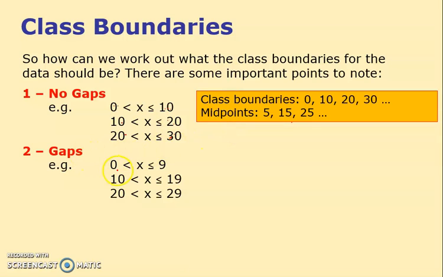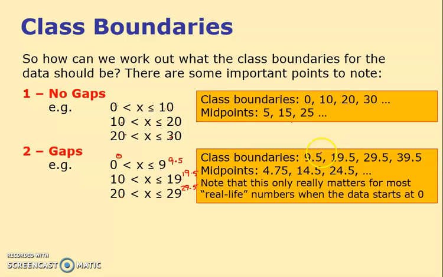Gaps. This is what we were looking at just now. This was where you look at it and you go 0 to 9. Hang on a bit. The next one starts at 10. 10 to 19. Hang on a bit. The next one starts at 20. So there's a gap between the 9 and the 10. So we have to be careful with class boundaries. 0 is still okay. That 0 doesn't go down. But this goes to 9.5 because there's a gap. You've got to basically fill the gap. 19, 20. We better call that 19.5. We better call this 29.5. And so these are the boundaries, and as I showed you just now, that changes the midpoint.